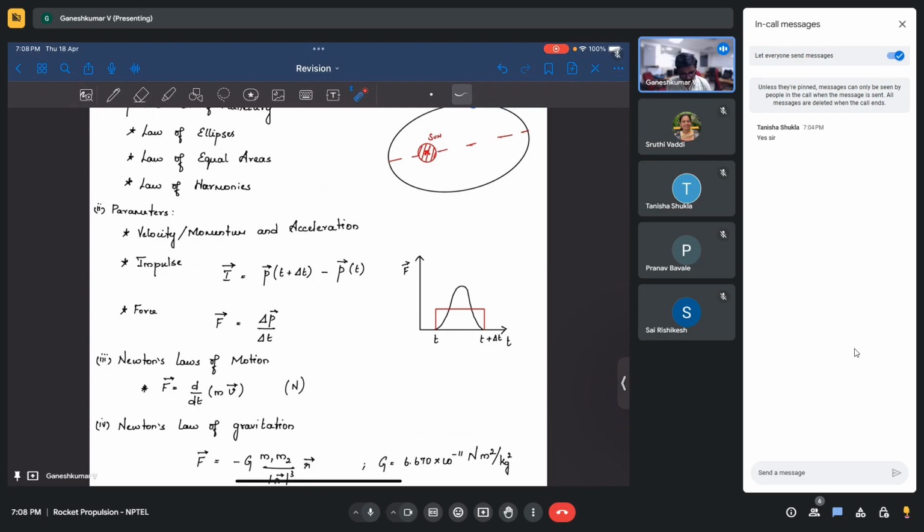So the change of momentum is called impulse, and the rate at which this momentum is changed is going to be dictated by the force. Okay, the rate. So how much force you apply is actually going to change the momentum of a body, right? This is actually an important concept. Basically, we don't really give much importance to it.